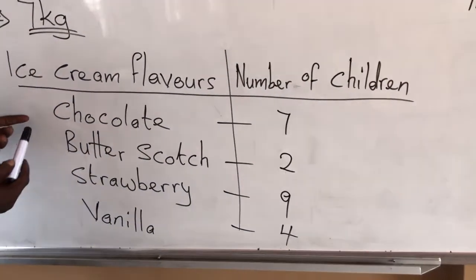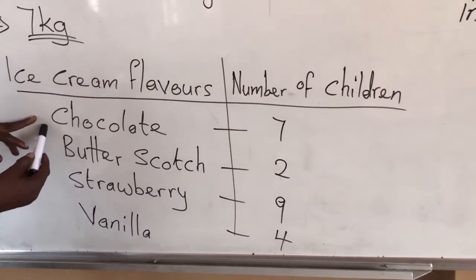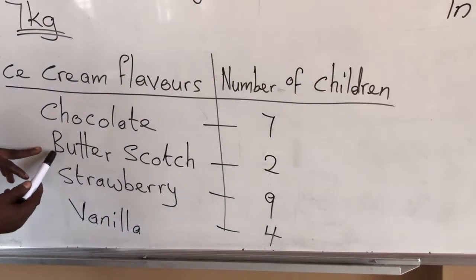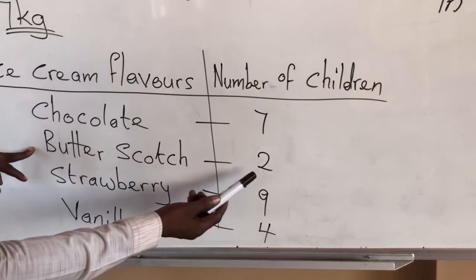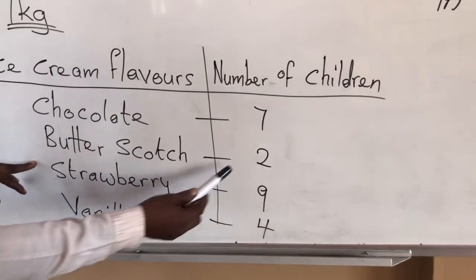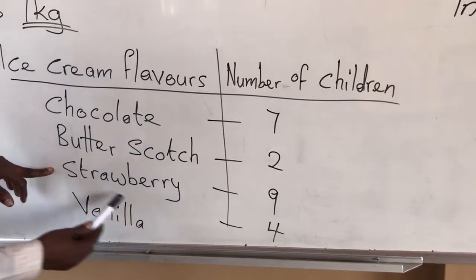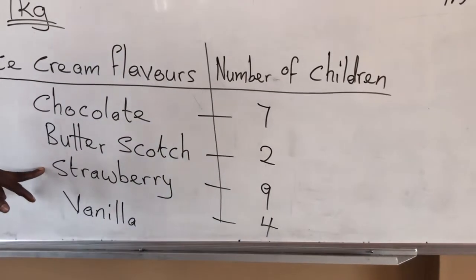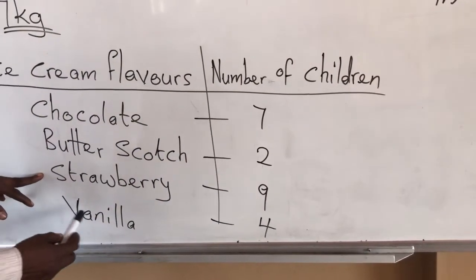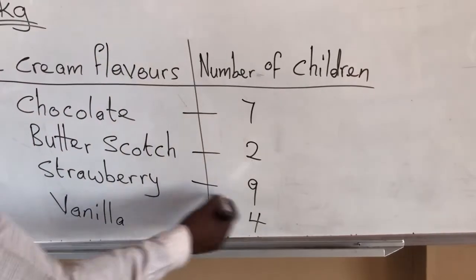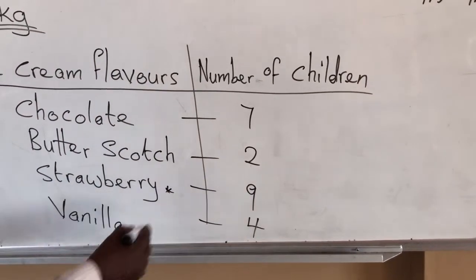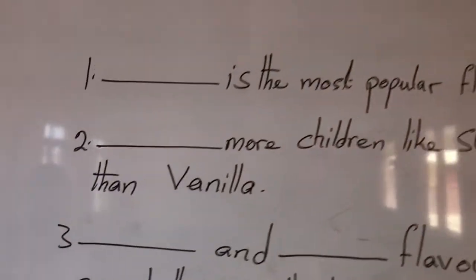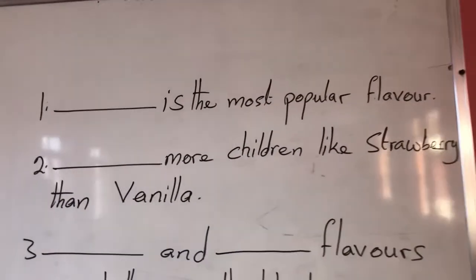On the table, let's look at the highest one. We have chocolate, this one is 7. Butterscotch is 2. Strawberry is 9. And vanilla is 4. So the most popular one, the highest one, is strawberry. Strawberry is the most popular flavor. So you write.